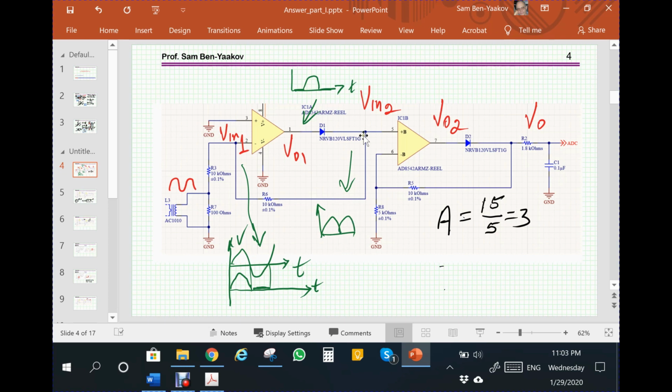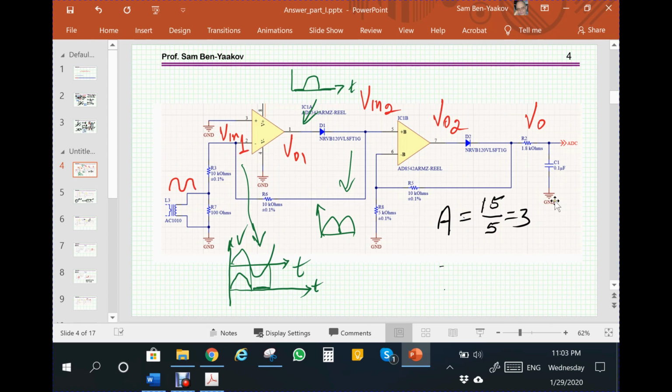So now we have another amplifier, which is just a follower with a gain. The gain is R8 plus R5 over R8. This is 15 over 5, so it's 3. And this waveform here is now rectified, coming out. Being positive, the diode is conducting it, so we see it here.